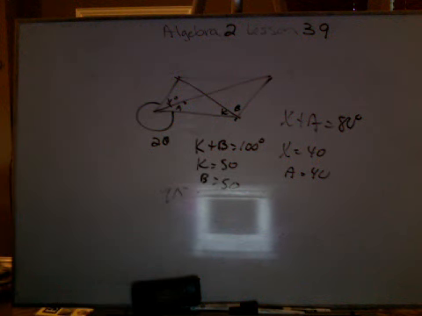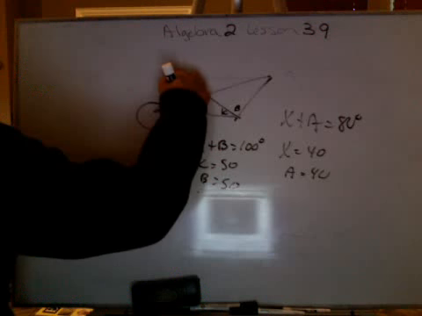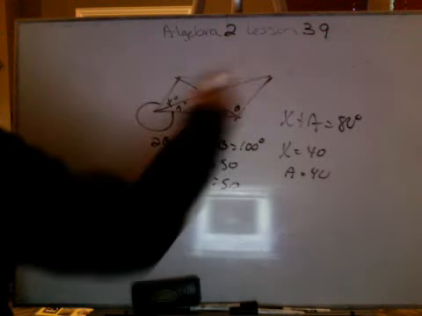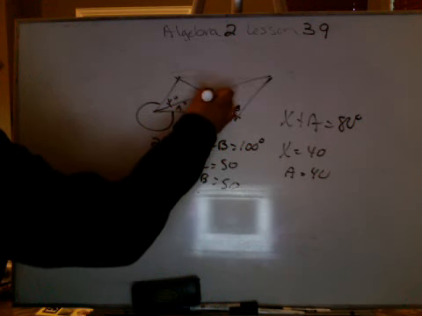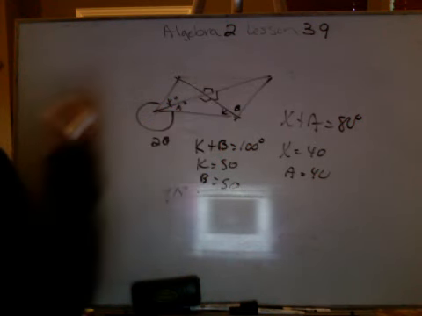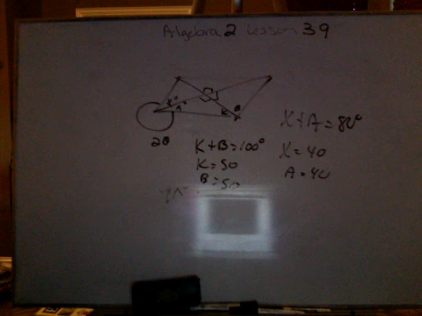Now can we find C? Because it's a rhombus, and the two diagonals that bisect it form 90-degree angles here, C is 90 degrees. So you're just using your theorems to solve for these degrees.